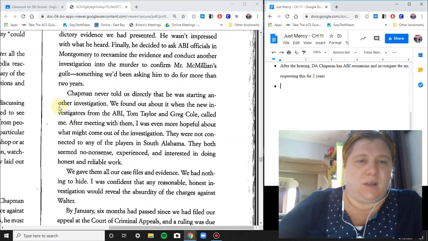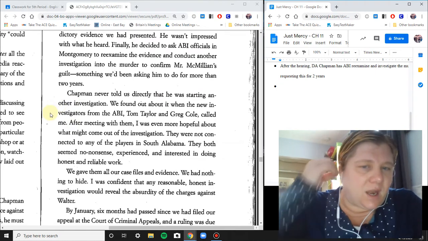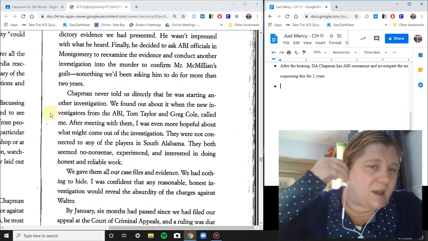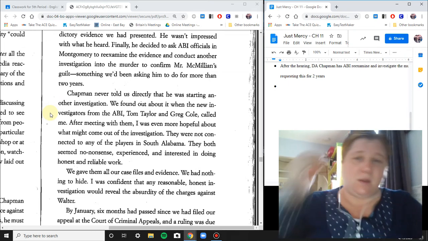Chapman never told us directly that he was starting another investigation. We found out about it when the new investigators from the ABI, Tom Taylor and Greg Cole, called me.